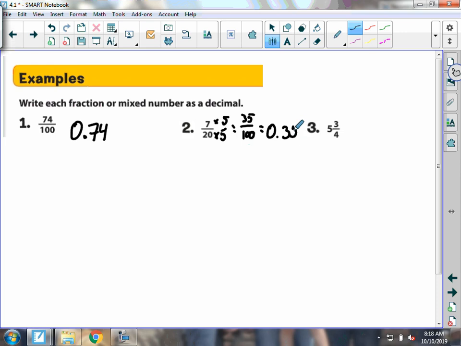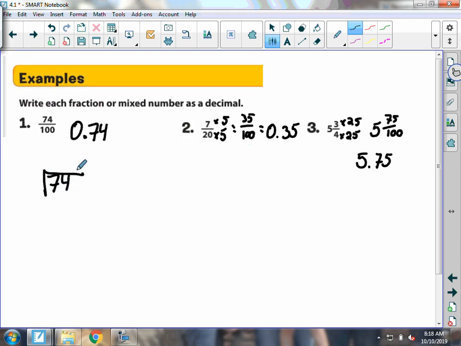So 0.35. Our next one is 4. If we multiply that by 25, that'll give us 100. So we have to multiply the top by 25. So that gives us 5 and 75 hundredths. So that's 5.75.